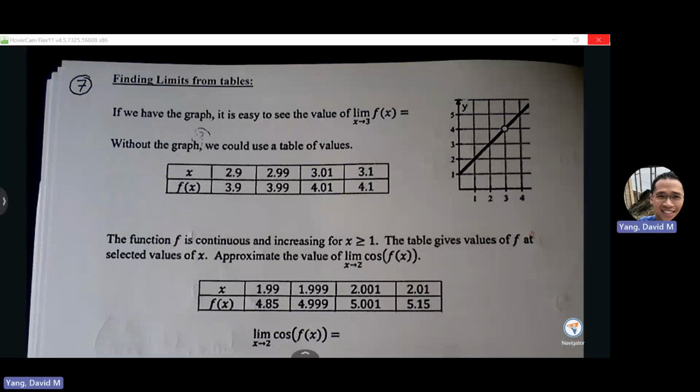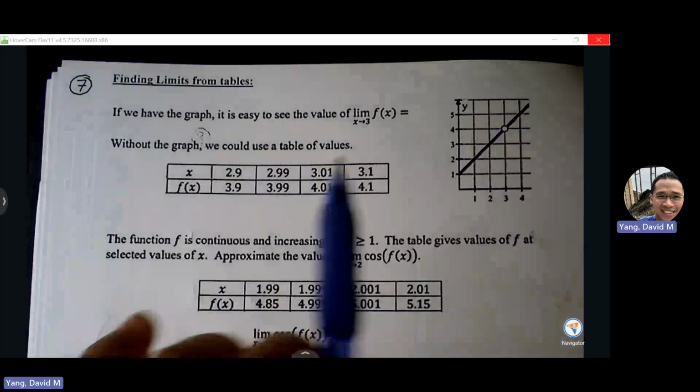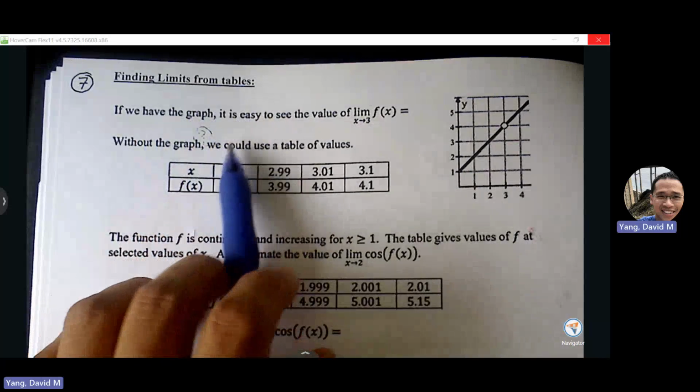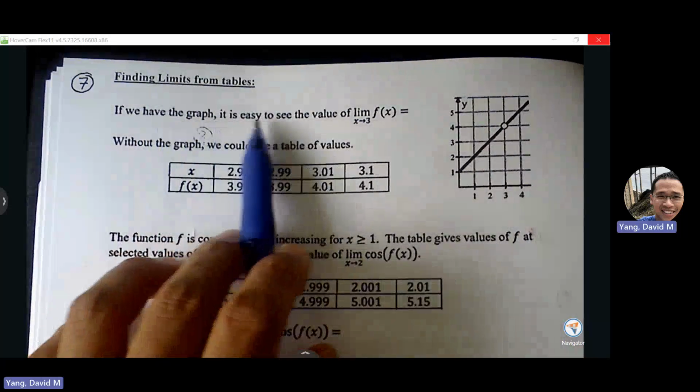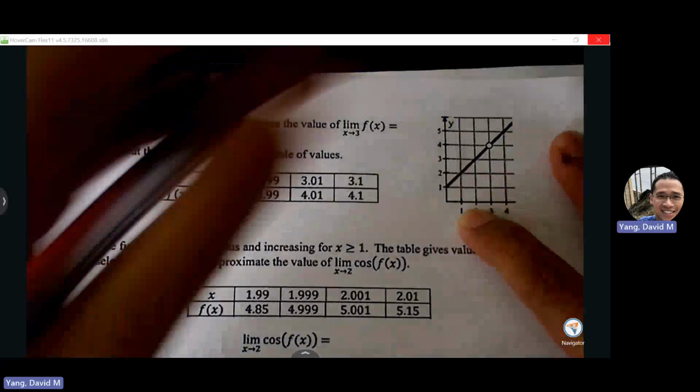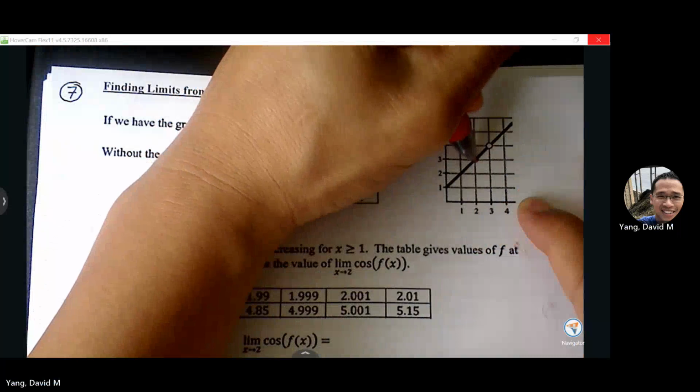So we know how to read the graph and find a limit from a graph, but can we also find a limit using tables? It's actually pretty easy because we just have to know how to interpret a table. If we have a graph, it's easy to find the value as x approaches 3, right? So here I'm going to pick points on either side of 3.